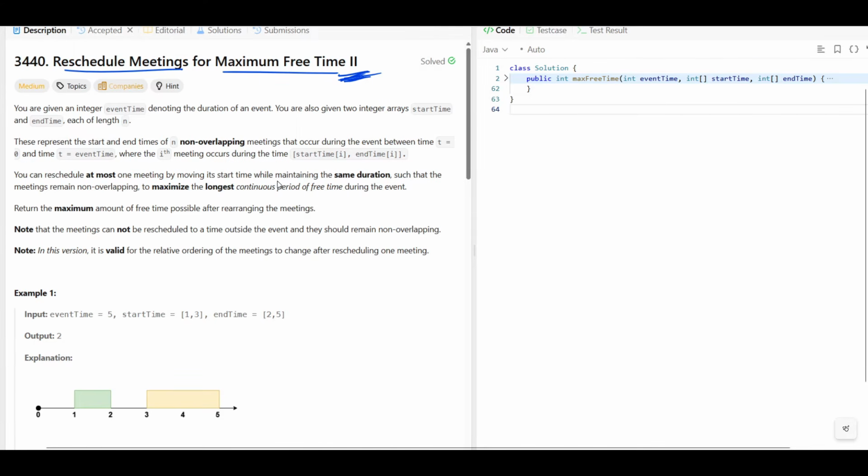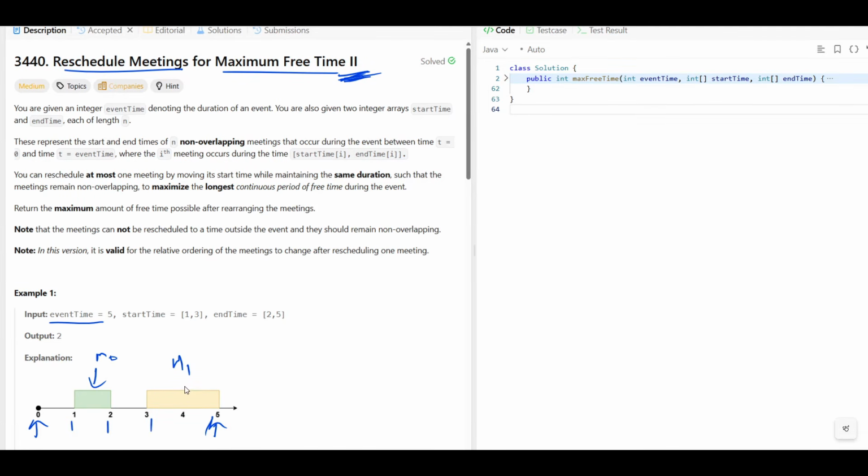So the question is saying that you are given an event that runs from 0 to event time. As you can see, we have been given this event time and it starts from 0 to the event time, correct? And inside this event, we already have some non-overlapping meetings. As you can see, the meeting M0 and M1. So these are non-overlapping meetings. Okay, each has a start and an end. Can we say that? We have this.